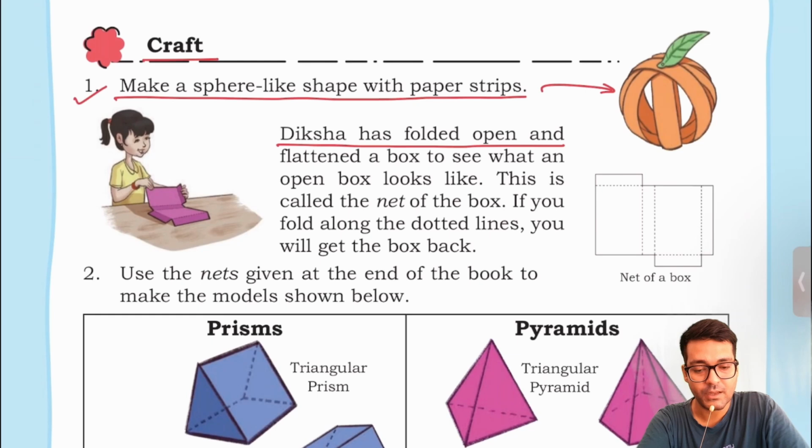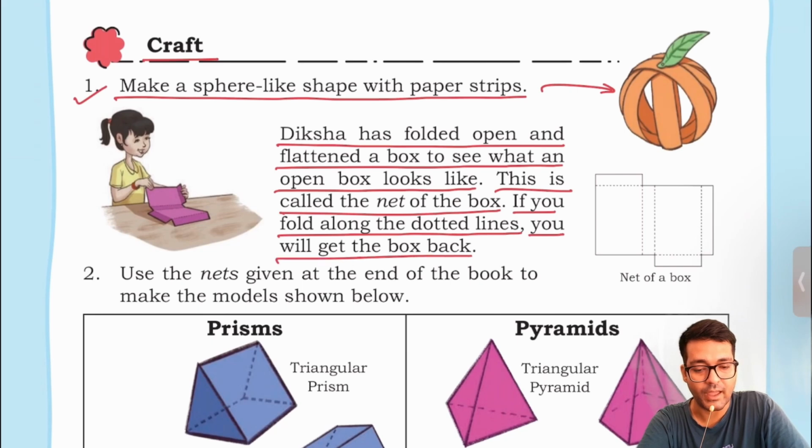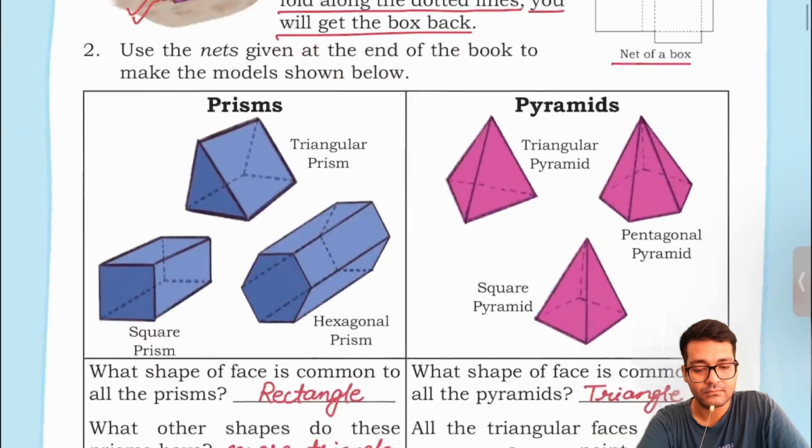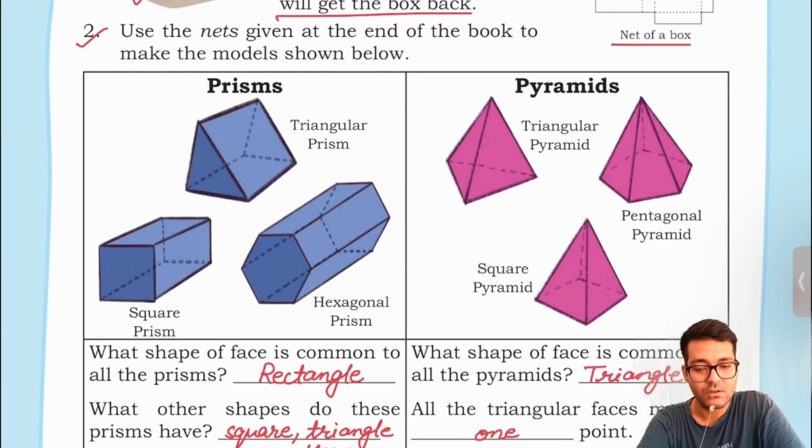Diksha has folded open and flattened a box to see what an open box looks like. This is called the net of the box. If you fold along the dotted lines, you will get the box back. You can see Diksha has folded open and flattened a box to see its net. You can see the net of a box here. 2. Use the nets given at the end of the book to make the model shown below. You can see here prisms and pyramids.